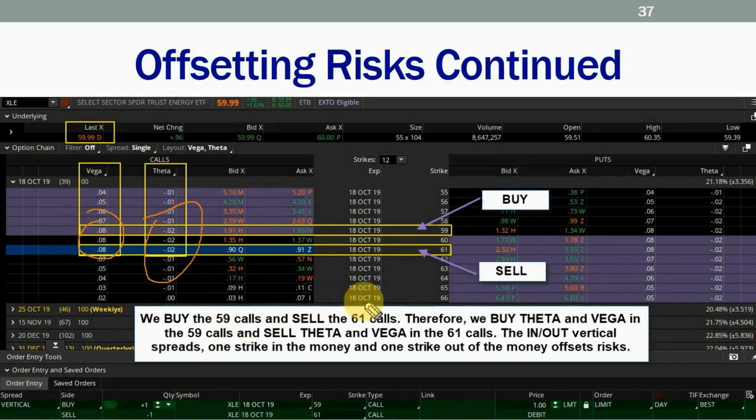If we buy the 59 calls and sell the 61 calls, we're buying theta and Vega in the 59 calls and selling theta and Vega in the 61 calls. The in-out spreads, one strike in the money, one strike out of the money, offset those risks, at least in the initial onset. Are we okay? Everybody good? All right. Because now we're having fun.